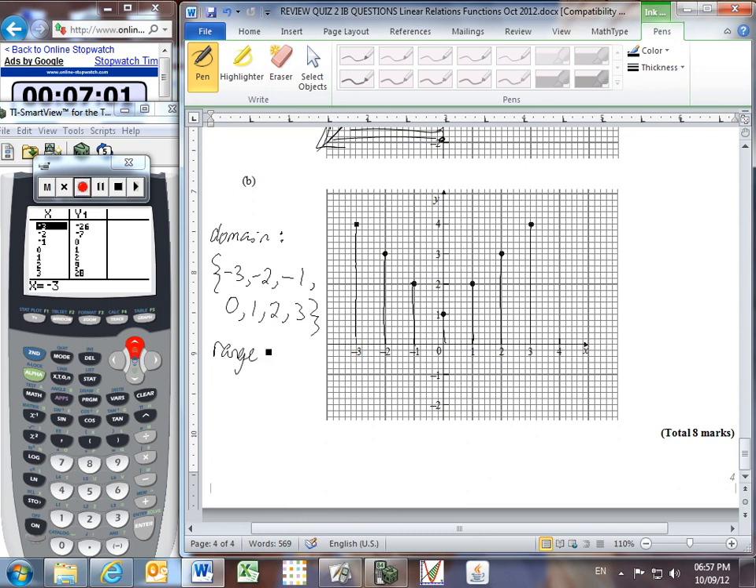Meanwhile, our range is going to be now all of the y values that we see represented. If I smush those over to the y-axis, I end up with only 4 values, 1, 2, 3, and 4. And because there's nothing in between, I've got to list them as independent elements within a set in that manner.